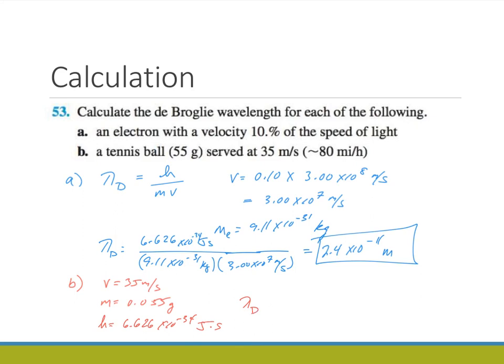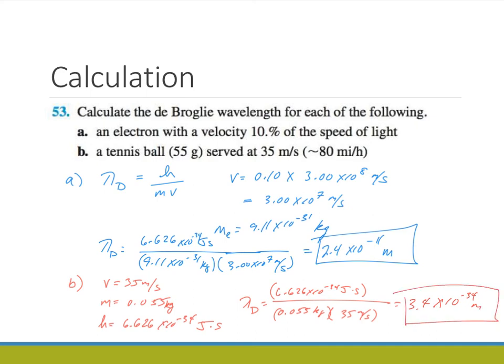So the de Broglie wavelength of the tennis ball is equal to 6.626 times 10 to the minus 34 joule seconds over 0.055 kilograms, and then 35 meters per second. This gives us 3.4 times 10 to the minus 34 meters. Now that is not an appreciable wavelength.